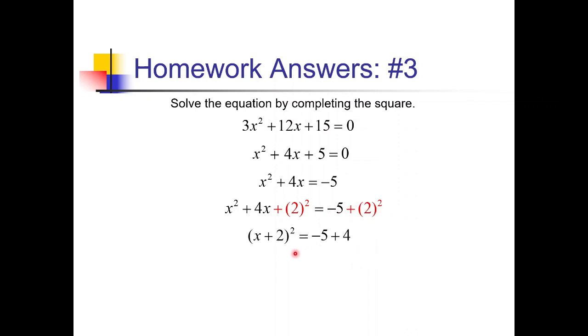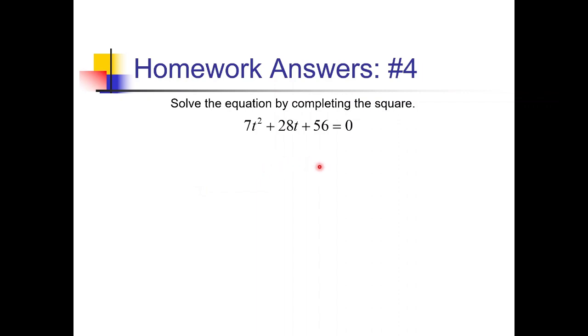Square rooting both sides, we end up with x plus 2 on the left. On the right side, we have plus or minus the square root of negative 1. So square root of negative 1, we know that's really i. And I'm also going to subtract 2 over there, so I've got x equals negative 2 plus or minus i.